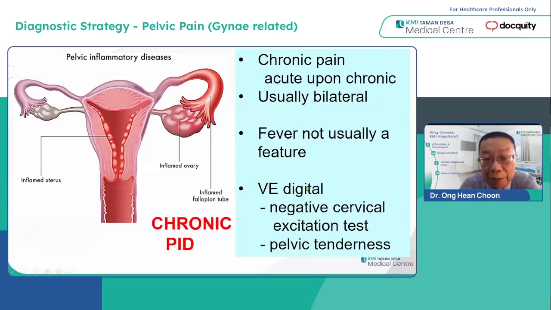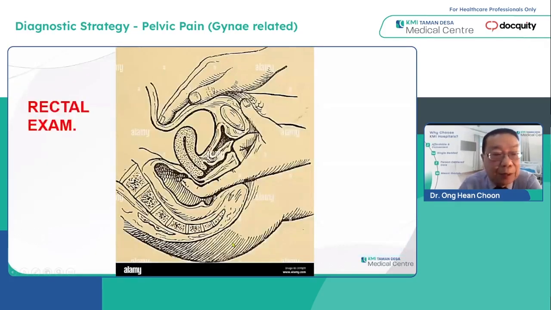Now in the digital vaginal examination, usually in the chronic cases, the cervical excitation test is negative. You don't find it unless you are dealing with an acute upon chronic episode. There may be some pelvic tenderness, but not as bad as we see with those patients with acute PID. So therefore, this could be a symptom, a sign, but not necessary.